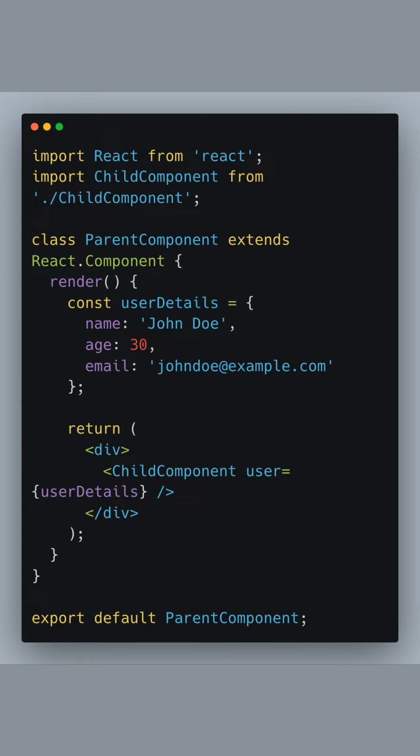Inside the render method, we first define an object named userDetails, which contains three properties: name, age, and email. We then return a div containing our child component. Notice how we pass the userDetails object to the child component through its user prop.